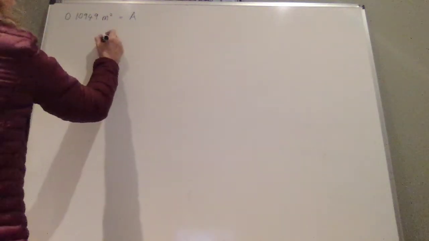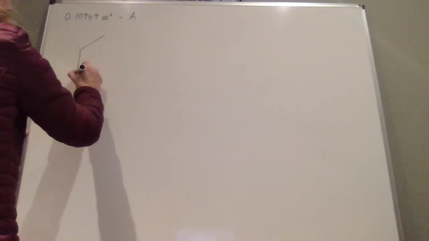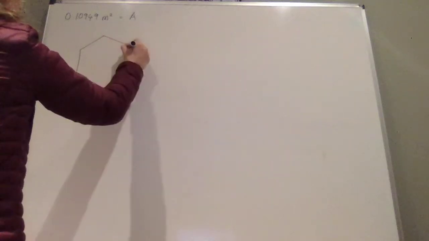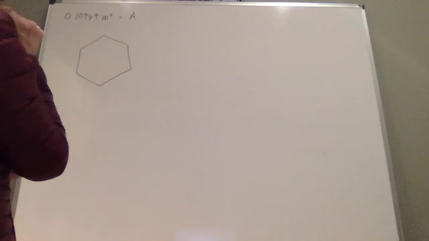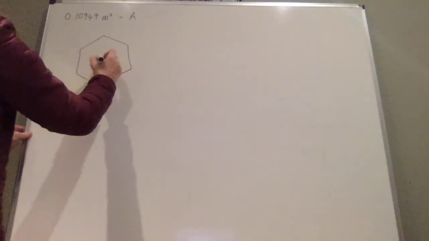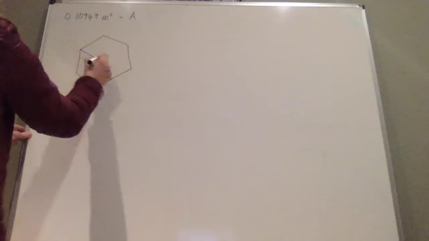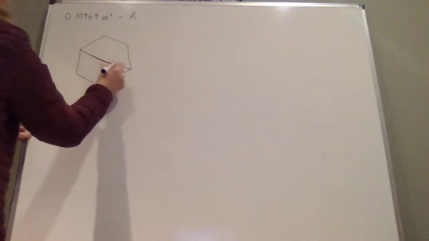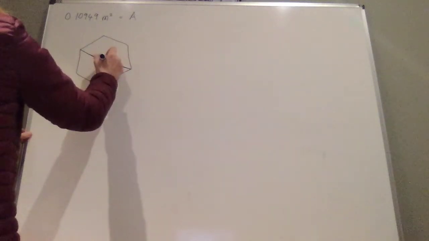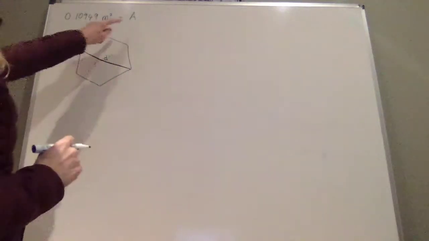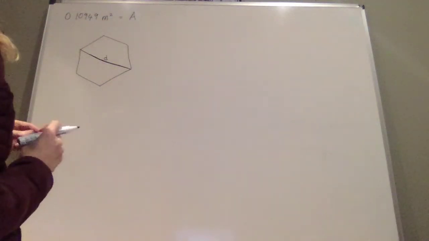So we're now going to look at using a flat hexagonal shape for our parachute. A hexagon is like this. So what we need to figure out now is what would be the diameter, that's meant to be a straight line, that we would need in order to give us an area of 0.10949.